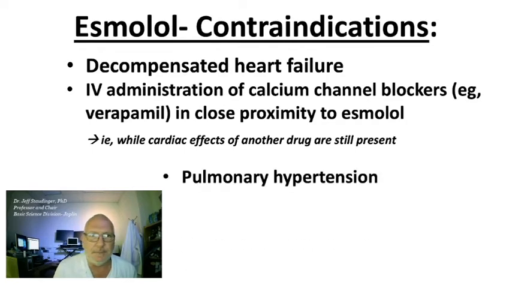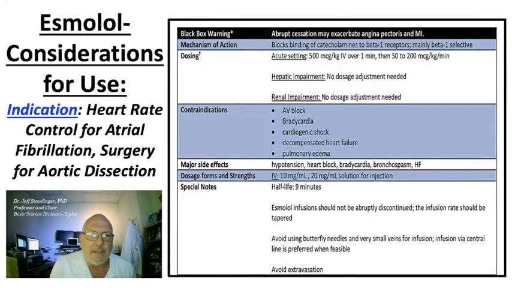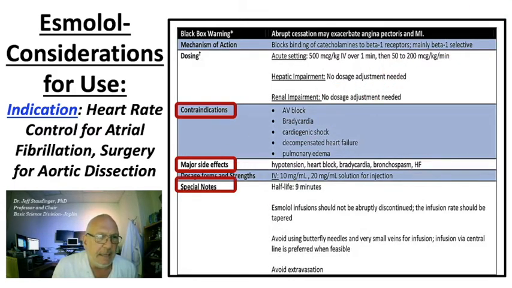Pulmonary hypertension as well. So I consider this an important and interesting table regarding considerations for use and indications for Esmolol, particularly for surgery for aortic dissection incidents. There are contraindications, major side effects, and some special notes we're going to touch on moving forward.